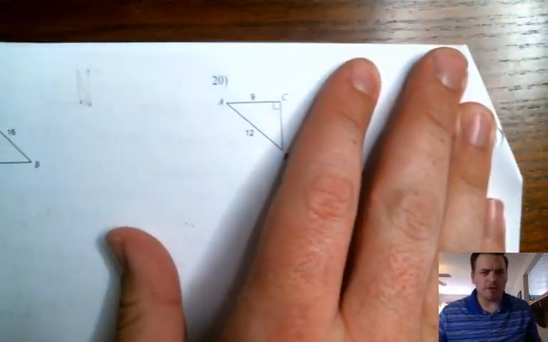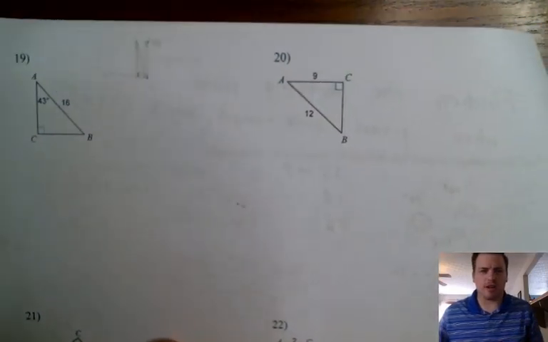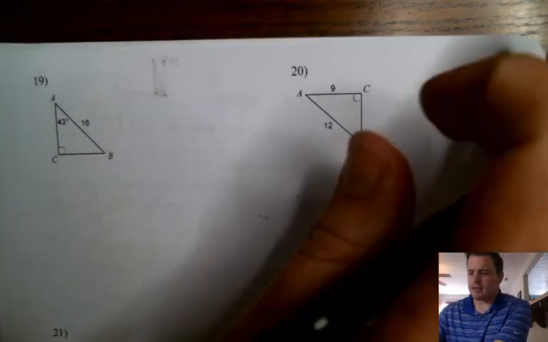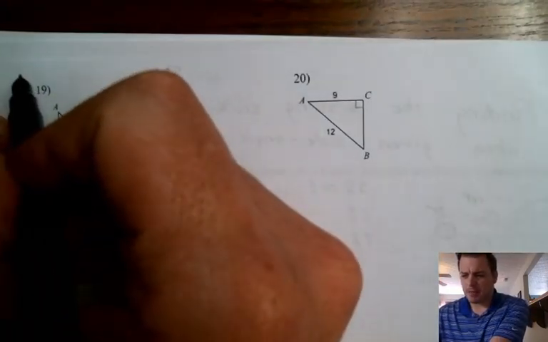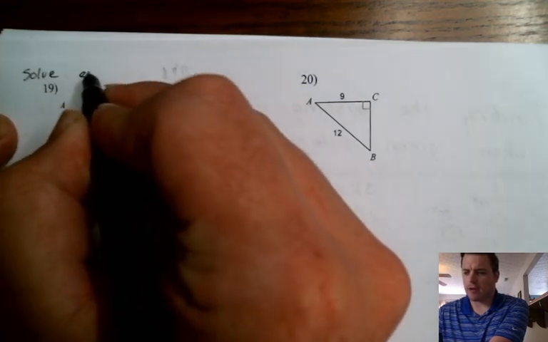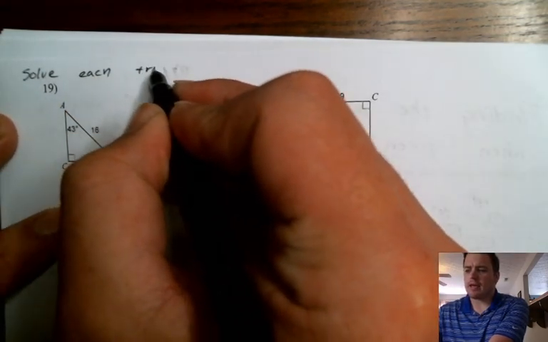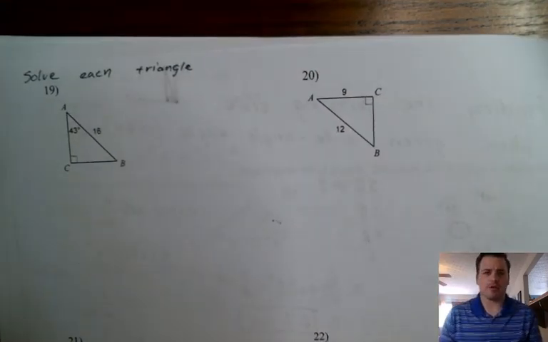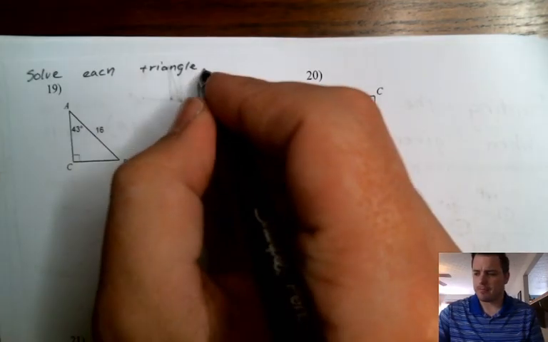All right? So, for some reason, these didn't have directions on them, 19 through 22. I don't know why it knocked the directions off, but basically, the directions were: solve each triangle. You will need to add that to your homework for 19 through 22. Solve each triangle.